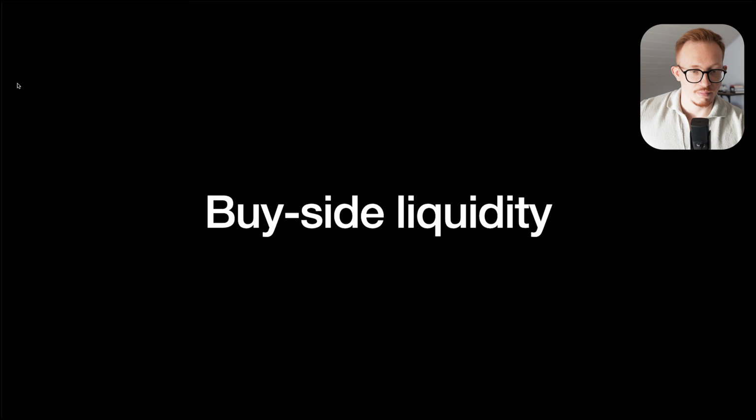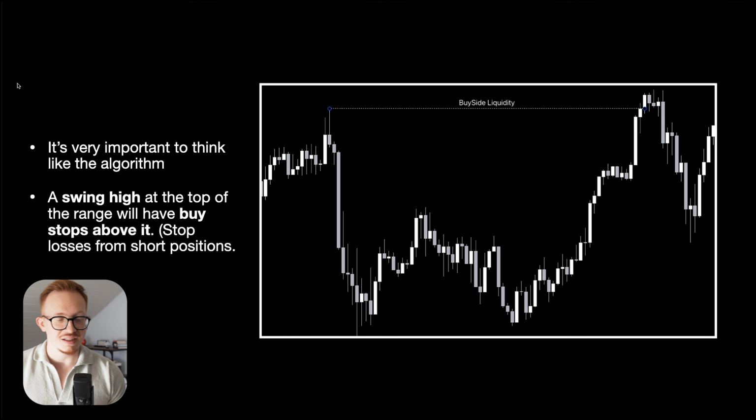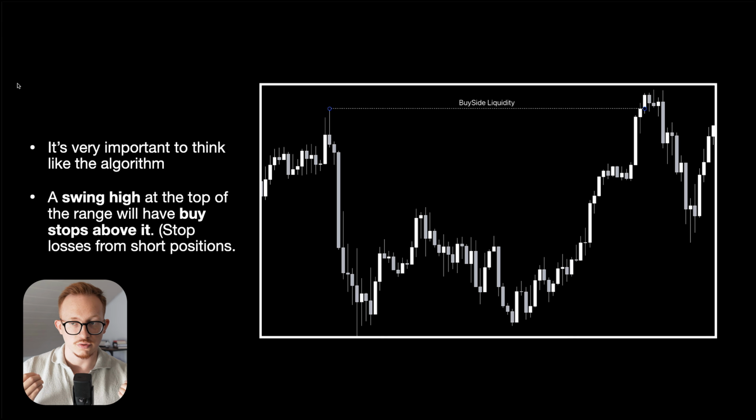We can do this in two places. The first one is buy-side liquidity. With buy-side liquidity, it is very important to think like the algorithm. And not only with buy-side liquidity, with liquidity in general, it is very important to think like the algorithm. As you know, ICT traders are very algorithmic traders and they believe that there is an algorithm that is pushing price to certain directions. So your job is to try to think exactly like that.